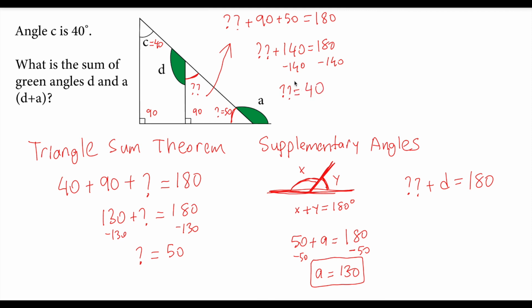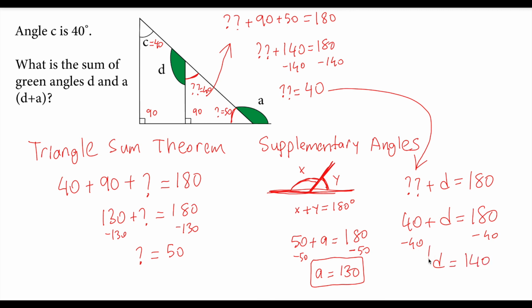40 degrees. So that 40 degrees, we can put it on the shape, is a supplementary angle along with angle D. So we can plug that value here in this equation. So 40 plus D equals 180. So we subtract 40 from both sides. D equals 140. So we found the other piece of the puzzle here.